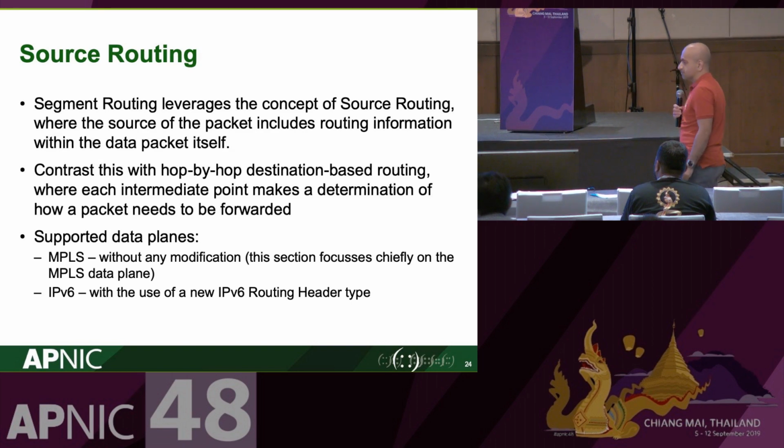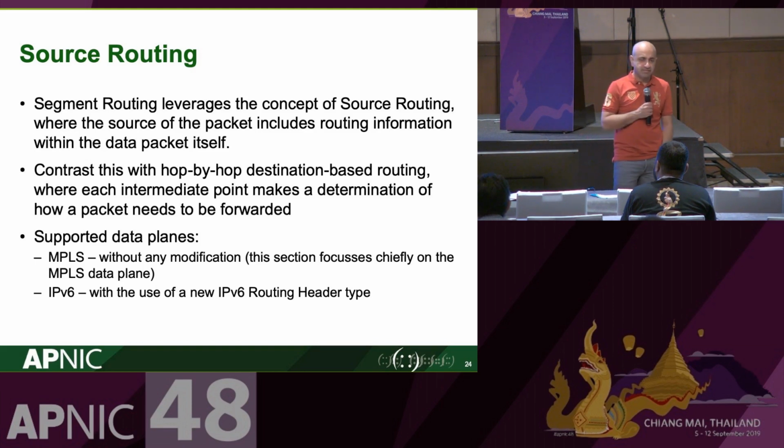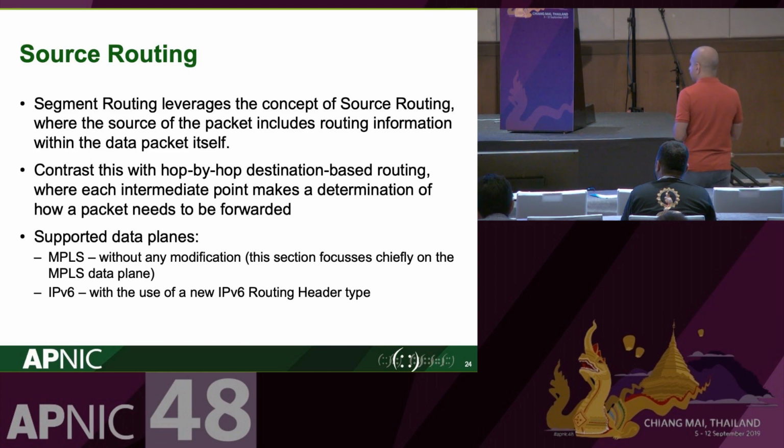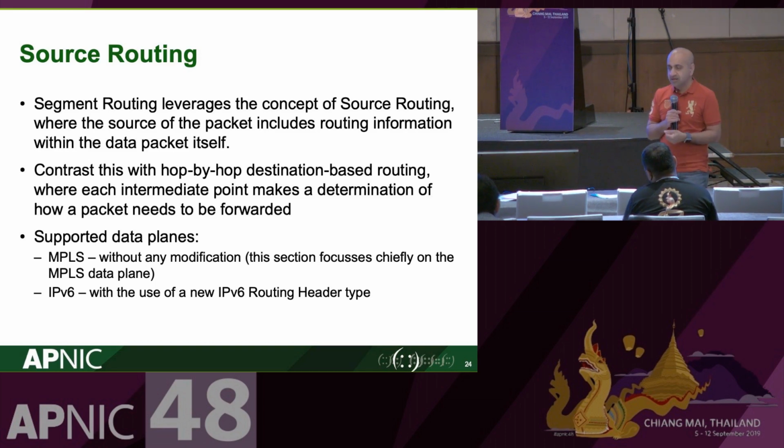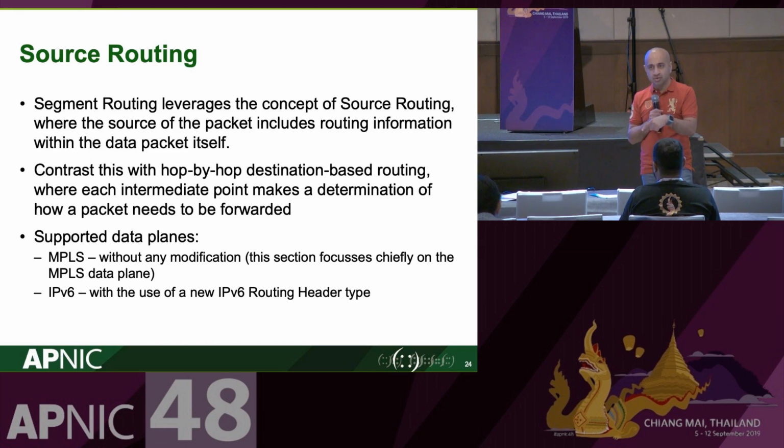So it uses source routing. And in segment routing, the source of the packet includes the routing information within the packet itself. So this is key, right? The packet includes information on how it is routed, and it's a bit of a foreign concept to us, because today we do hop by hop routing. Every router looks up the destination, makes an independent decision of where to send the packet. So we're moving from a paradigm where the router makes that routing decision to one where the packet is telling the router what to do with it.